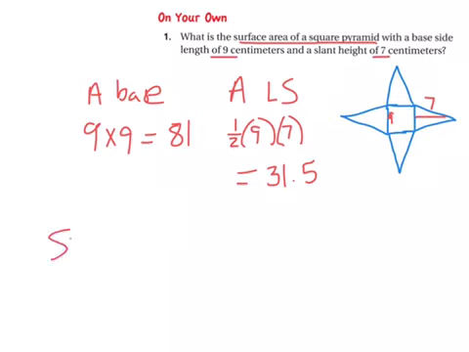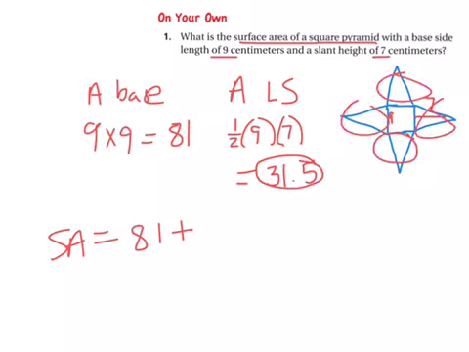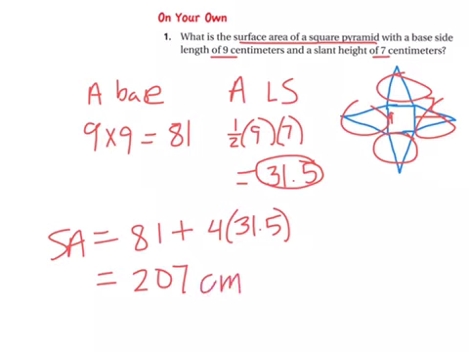All right, so now we're going to add the area of the base. This is to get surface area. So the area of the base is 81 plus, now how many of these lateral faces are there? 1, 2, 3, 4. So again, you could write out 31.5 4 times, or you could just say 4 times 31.5. So 31.5 times 4, and then add 81. So your surface area equals 207 centimeters.